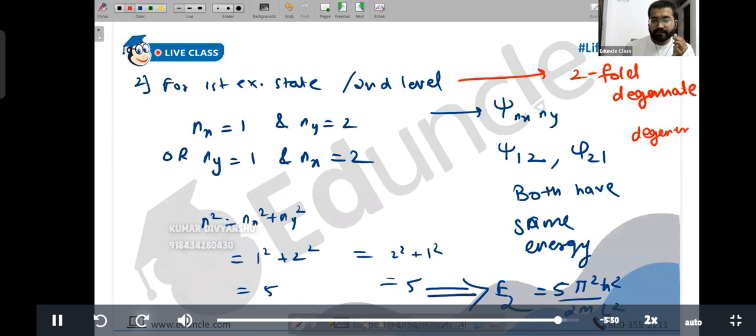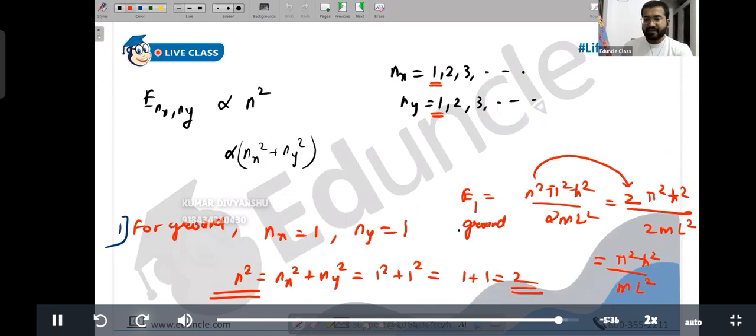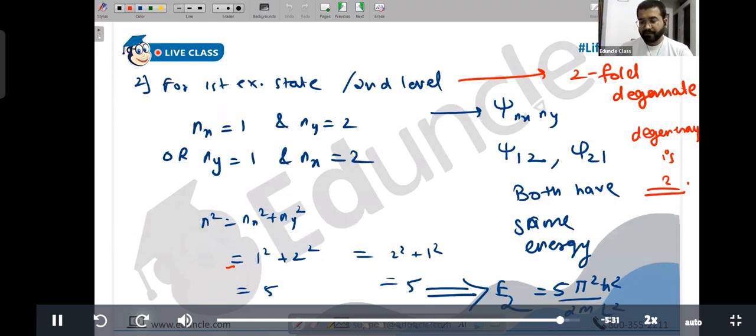Degeneracy is 2, because there are 2 wave functions sharing the same eigenvalue, which is 5 pi square h square upon 2 ml square. So the ground state was just 2 pi square h square upon 2 ml square, and the second is 5 pi square h square upon 2 ml square. Okay?